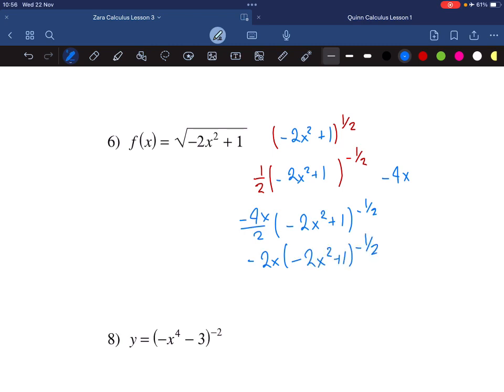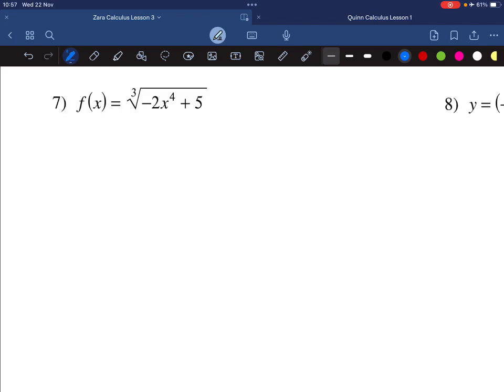You can simplify that if you want, so we just get minus 2x all over the square root of minus 2x squared plus 1. So we're going to just do the last two questions then, and then leave it off after the chain rule.